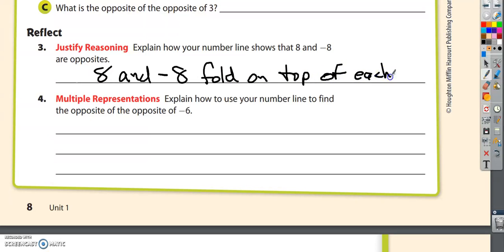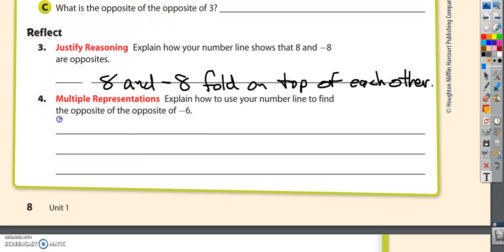And if I wanted to follow up with that and say, well, why do they fold on top of each other? Well, they're the same distance from 0. Since 0 is the center, when you fold them in half, 8 and -8 are each 8 spaces from 0, so they would fold on top of each other. Question number 4. Explain how to use your number line to find the opposite of the opposite of -6. Now this might be a somewhat lengthy explanation, but I'll try to be semi-concise here. So I'm going to ignore the fact that it says the opposite of, and I'm just going to find the opposite of -6. So I would start with the opposite of -6 is +6.